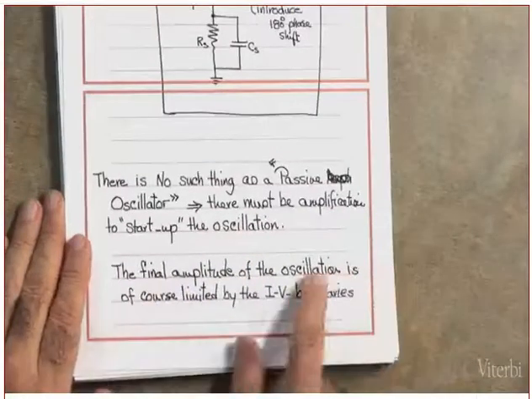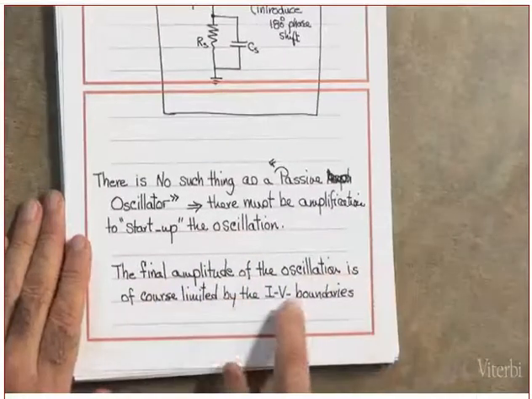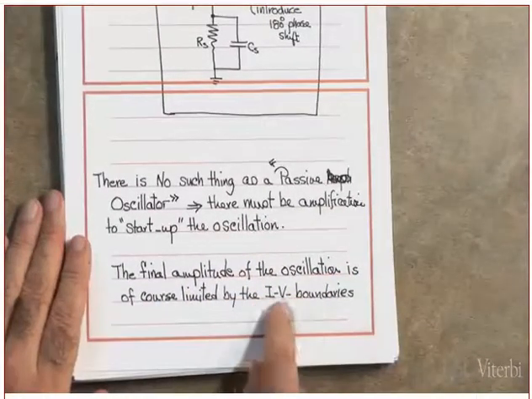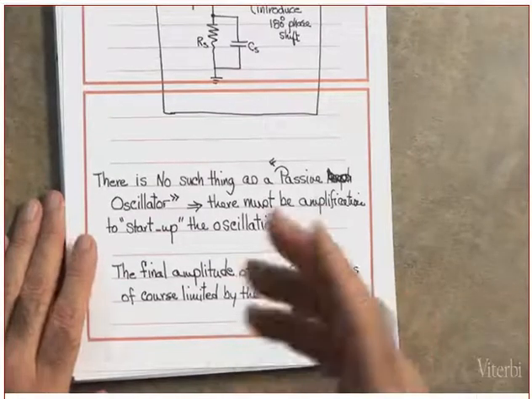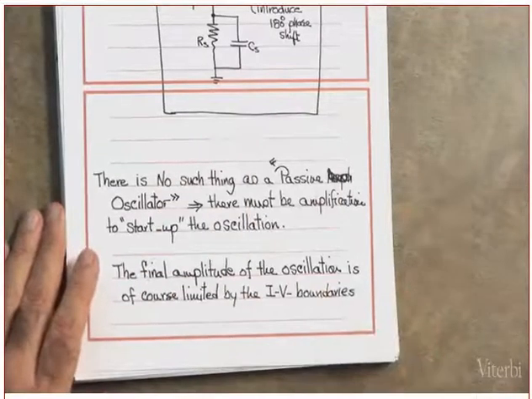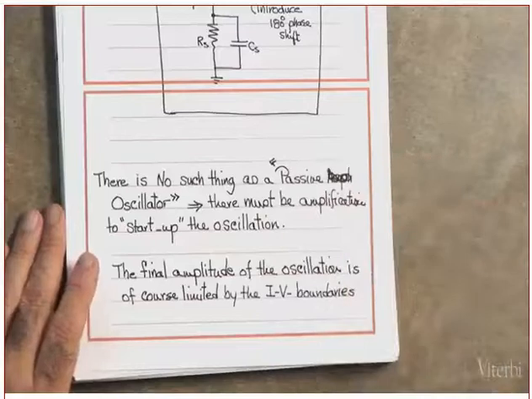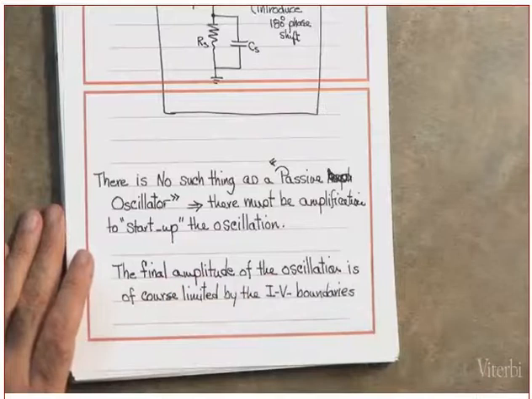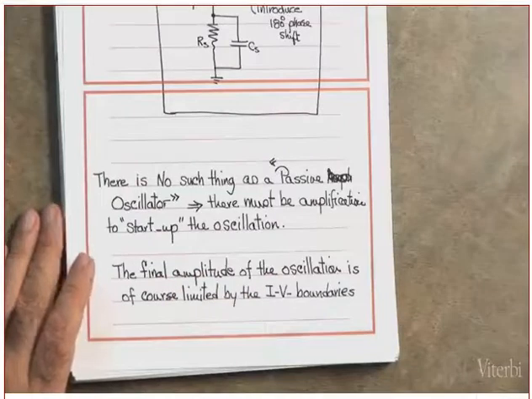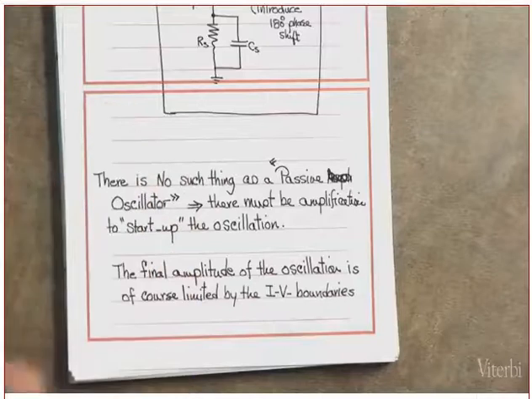The final amplitude of the oscillation is, of course, limited by the IB boundary. Do you understand what IB boundary means? It's the drain current versus the voltage. Are you following? When you sketch the load line, you know that the extension is up to a certain value. That is going to be the amplitude of your oscillation.